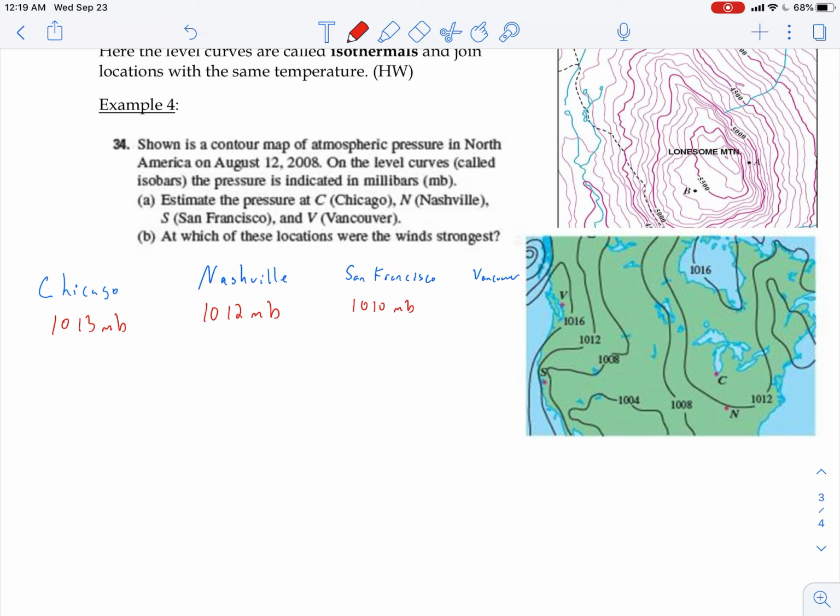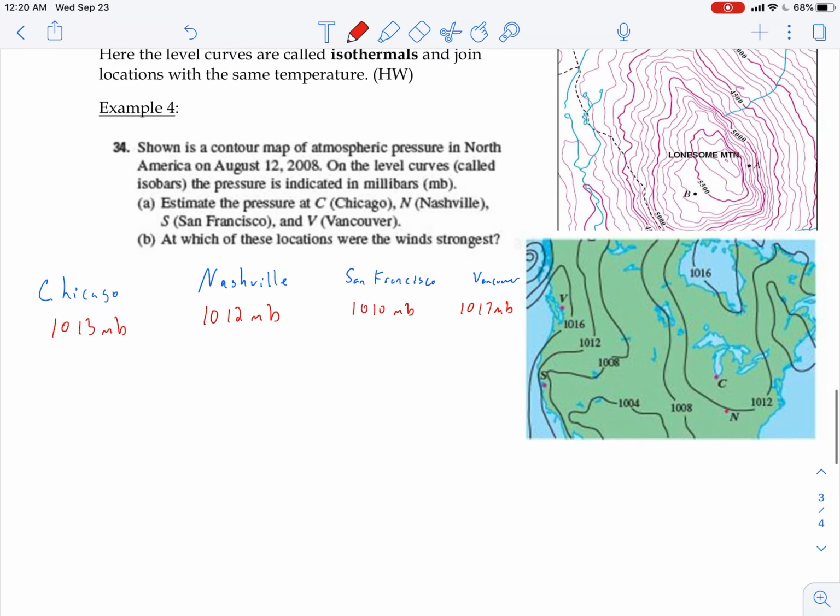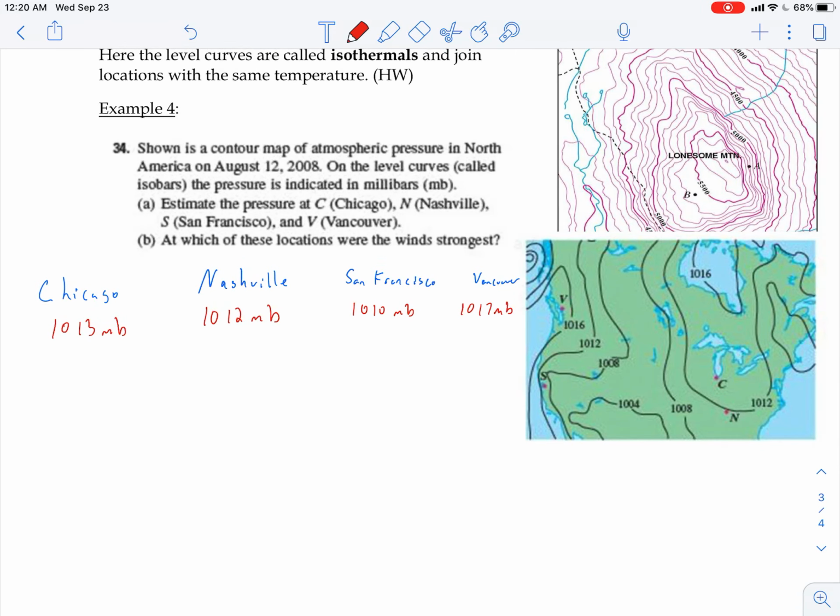And then Vancouver. We have 1016, and it looks like it's getting bigger, because here's 1012, 1016, so it's headed to 1020, but it looks like it's pretty far away, though we don't know really how far. If you wanted to say 1016, that's fine. I'm going to say this is 1017 millibars. And that's it. Again, something not very difficult, just to help us get reading contour maps. So this was A.